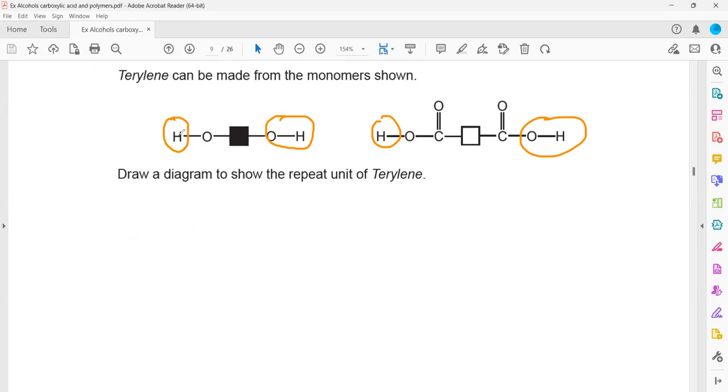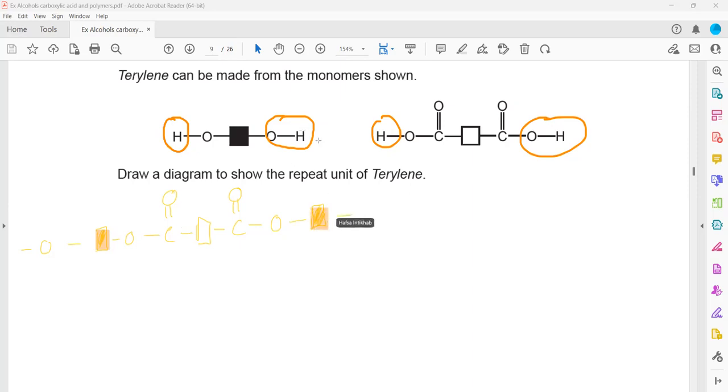So if you remove H from here, there will be O, then there will be a shaded box. So this shaded box will be there. Then OH and H are being removed. So OC double bonded. And we have to draw repeat units. So you have to draw the same structure again. This is one unit, and then draw the same structure again.